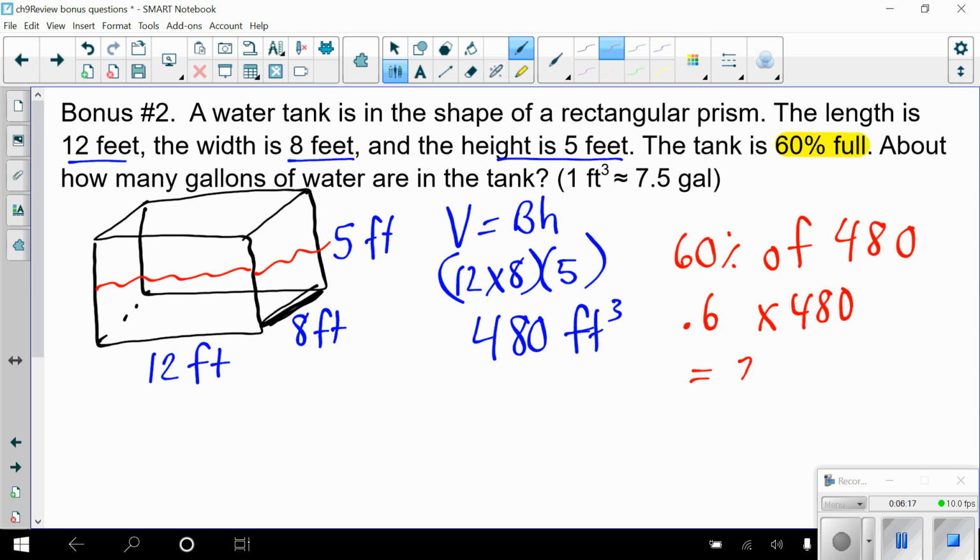So 60% of the volume is going to equal, type that into my calculator here, 288 cubic feet. Now, to figure out how many gallons of water that is, it says that 1 cubic foot is about equal to 7.5 gallons. So this is how many cubic feet we have. All we have to do is multiply that by 7.5, and that will turn it into gallons. So 288 times 7.5 is 2,160 gallons of water.